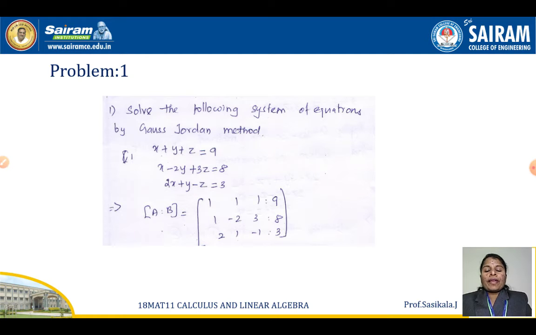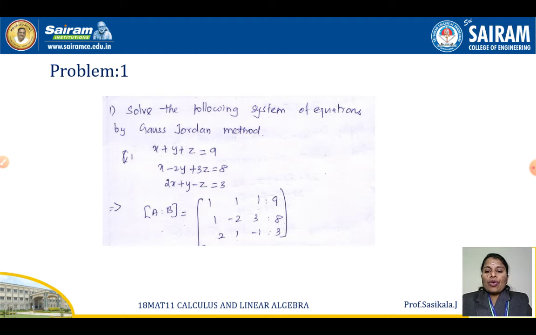First, what you have to do to write the solution is start with the augmented matrix. When you write A and B together, we call it an augmented matrix. A is the coefficient matrix on the left side, and B is the values on the right side. From the first equation, the x coefficient is 1, y coefficient is 1, z coefficient is 1, and the b value is 9. Similarly, the second one: 1, minus 2, 3, 8. And the third one: 2, 1, minus 1, 3. So this is our augmented matrix.